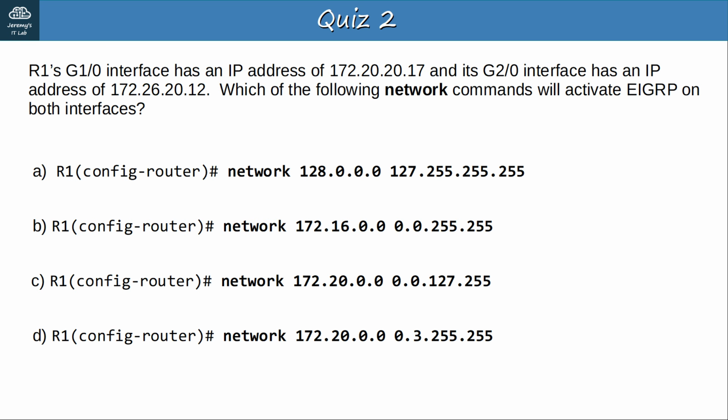Okay, the answer is A, network 128.0.0.0 127.255.255.255. I won't explain all of them, but let's just take a look at the correct answer.